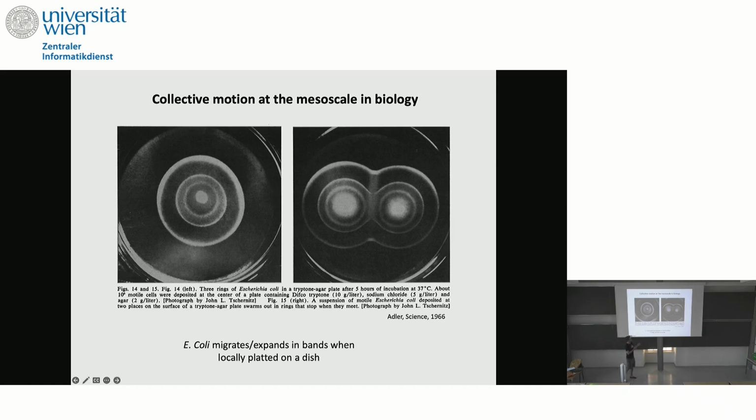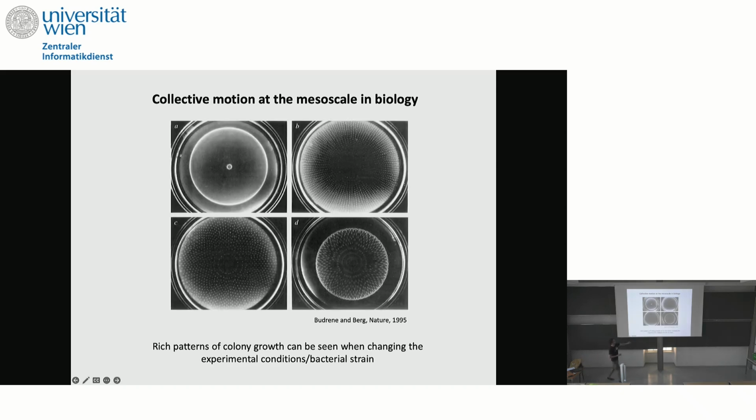Then people played a lot with different types of conditions. You can play with the type of bacteria, you can play with the type of nutrient that you put. And so 30 years later, for instance, they systematized this a little bit, and they showed that if you do exactly the same experiment, putting a drop of bacteria in the center and varying conditions, you can get incredibly beautiful patterns, not just radially outgoing waves. You always get an outward-going radial wave, but then in the back you get all of these beautiful patterns.